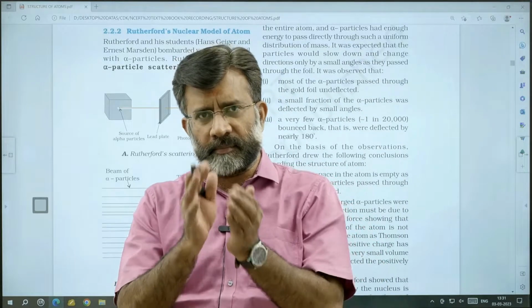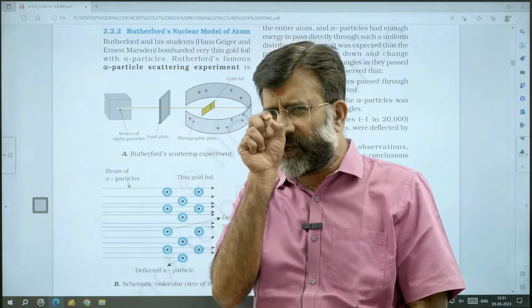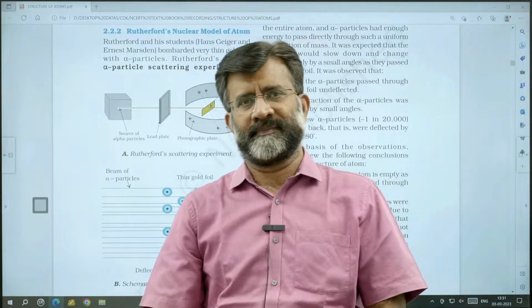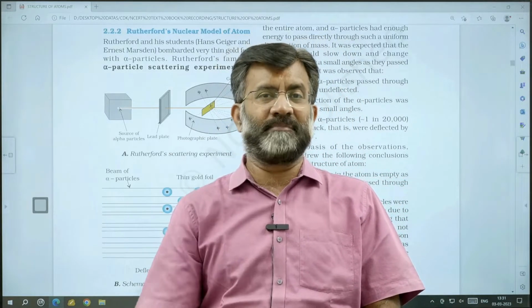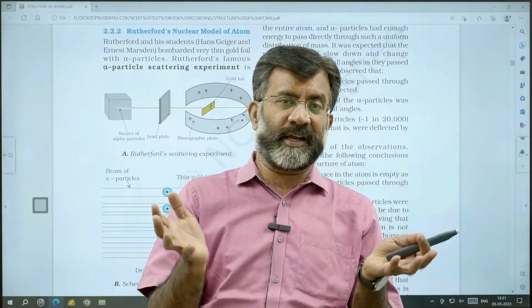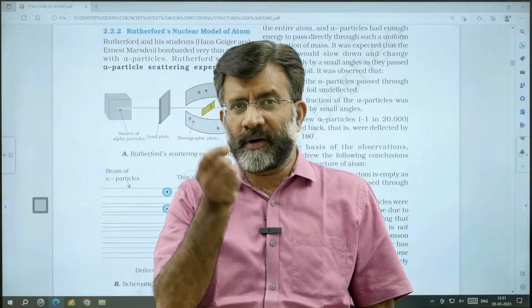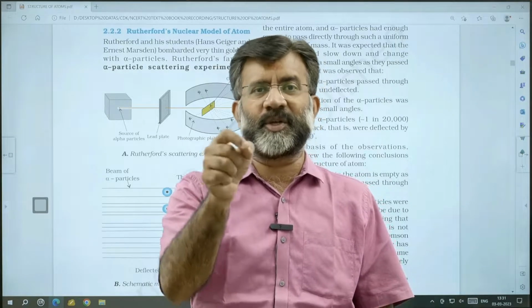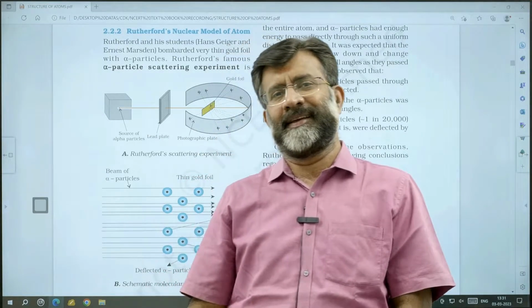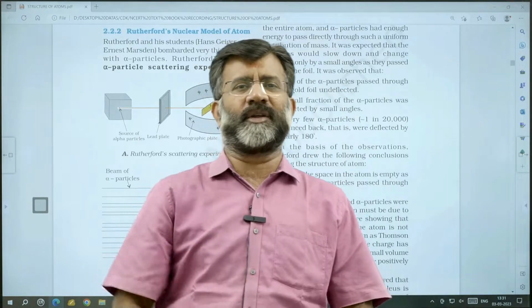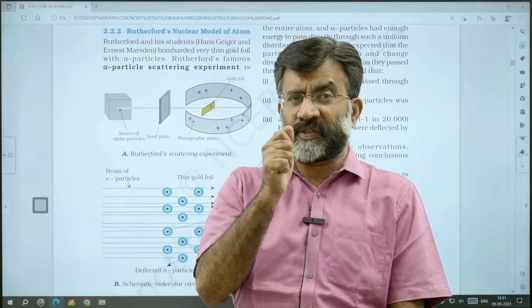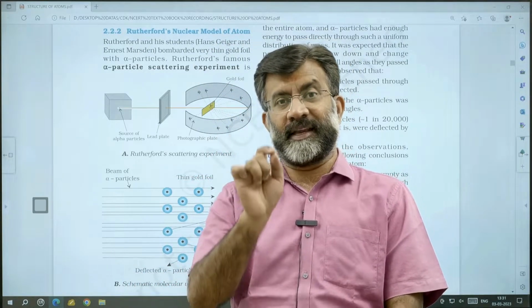And the entire mass of the atom is concentrated in a very small point, which he compared: if the overall size of the atom is compared to a big stadium, a small ball kept at the center of the stadium is equivalent to the nucleus. The entire mass is concentrated in the nucleus, a highly dense region that contains positive charge.